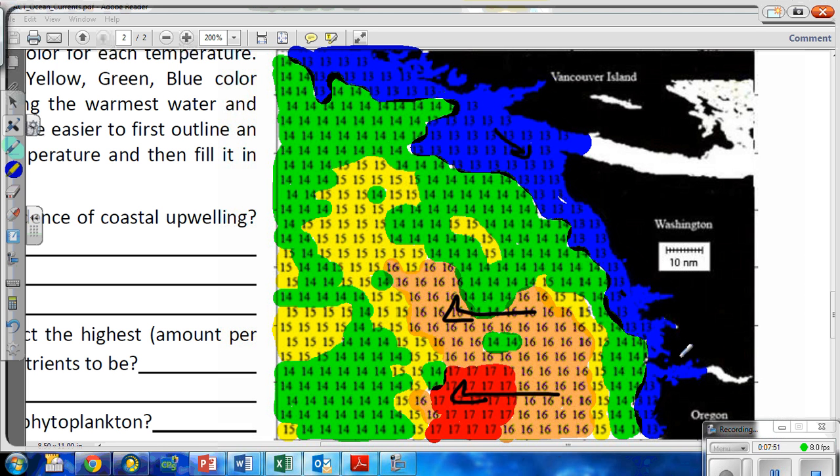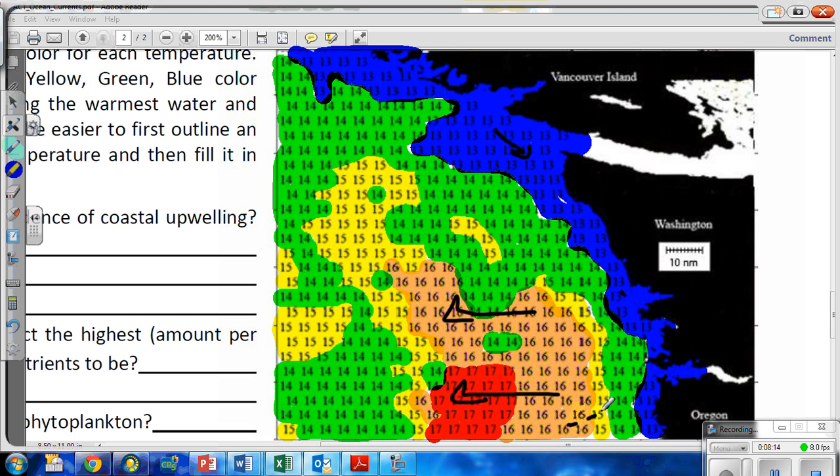Where would you predict the highest amount per volume of water nutrients to be? Well, that would be where the blue is, because that's the water that is upwelling from the deep ocean. So remember, you're looking down on the ocean here from like a satellite view. So what you're seeing is the surface water is moving offshore.